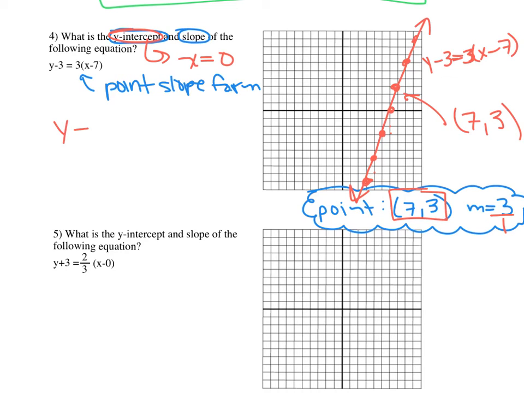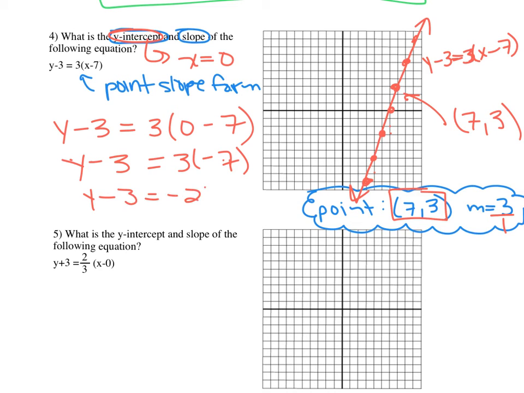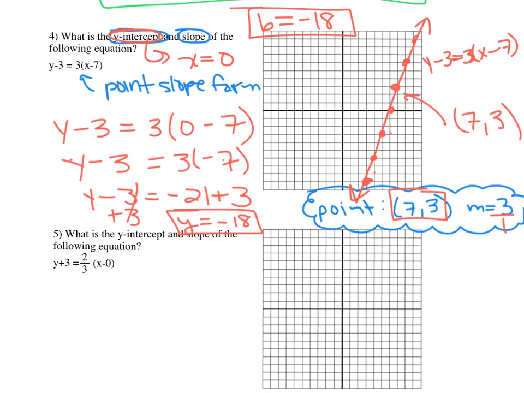So if I have y minus 3 equals 3 times 0 minus 7, I'm going to be able to find the y-intercept. So I have y minus 3 equals 3 times negative 7. I have y minus 3 equals negative 21. Add the 3 to both sides. And I have y equals negative 18. So that's actually my y-intercept. I'm going to write here b, because we represent the y-intercept as b. So b equals negative 18.